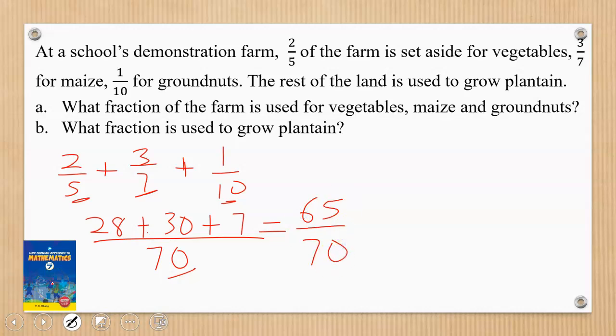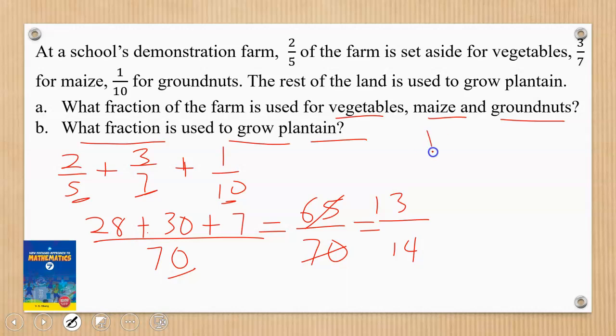And here 5 can divide 65 as 13, and 5 can divide 70 as 14. So the fraction for the whole is going to be 13/14. Okay, now that represents the portion that was used for vegetables, maize, and groundnuts. Now, what fraction is used to grow plantain? That means after growing all these three crops, what is the leftover portion of the land?